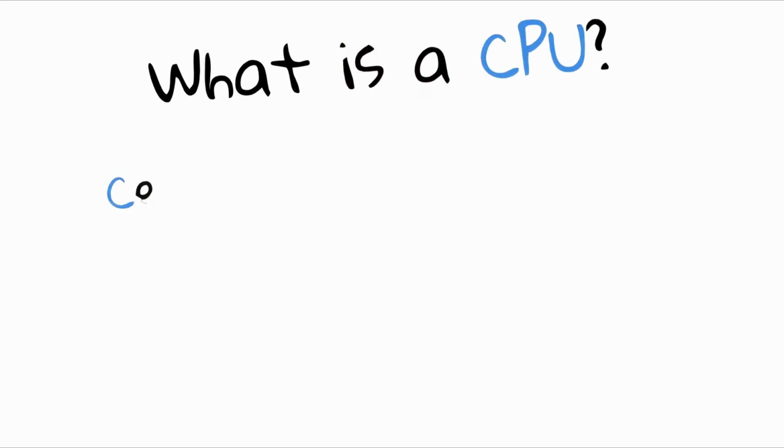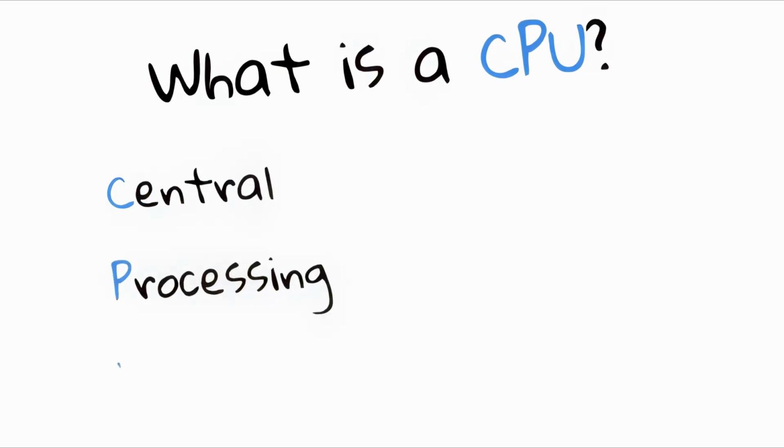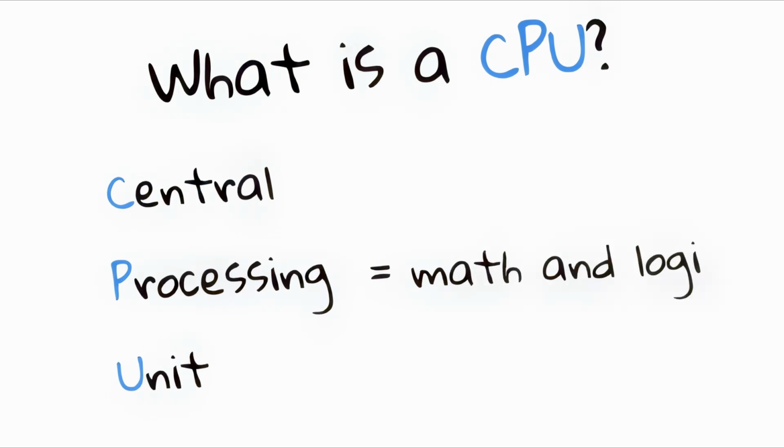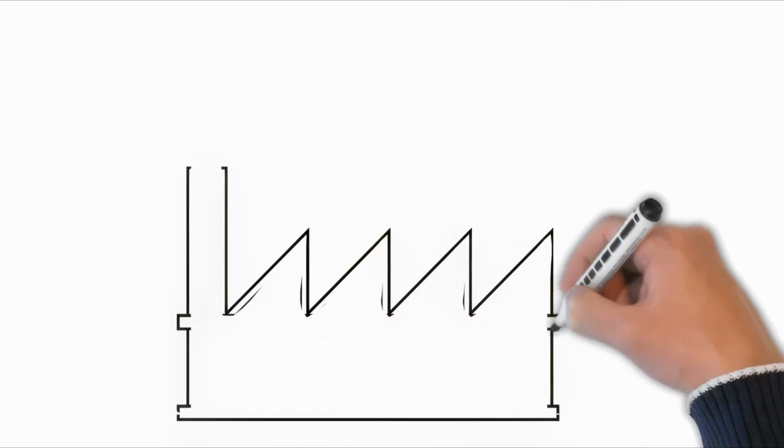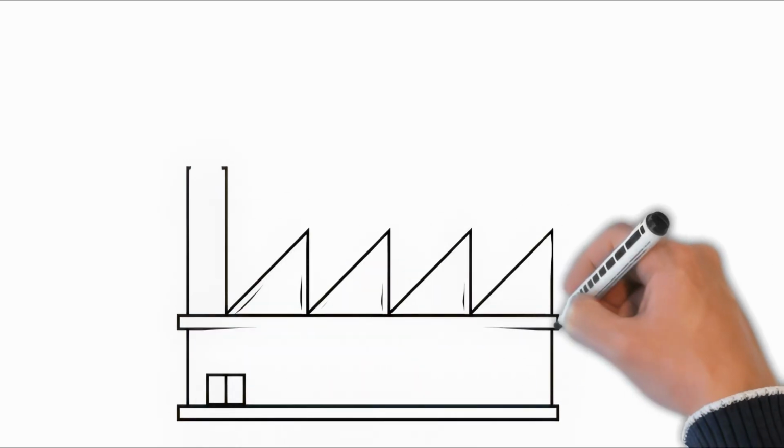What is a CPU? First off, CPU stands for Central Processing Unit. What do we mean by processing? In computing, processing means doing math and calculating logic. This is accomplished as the processor receives data and instructions on what to do with that data. Let's go deep into a CPU and see how this processing works.